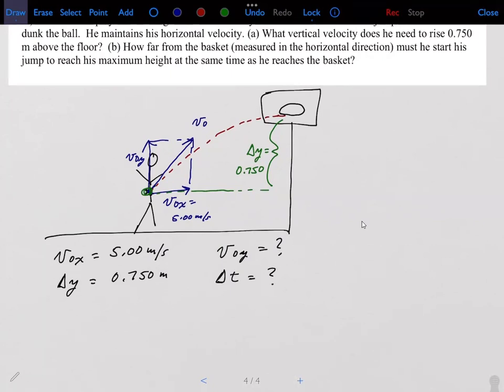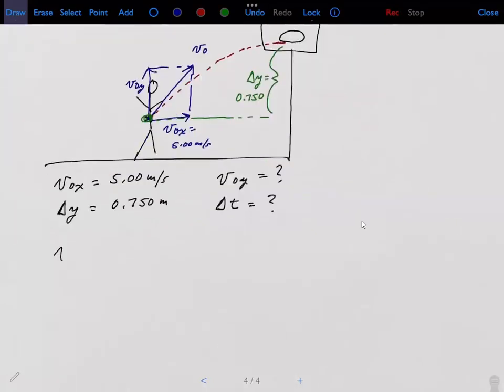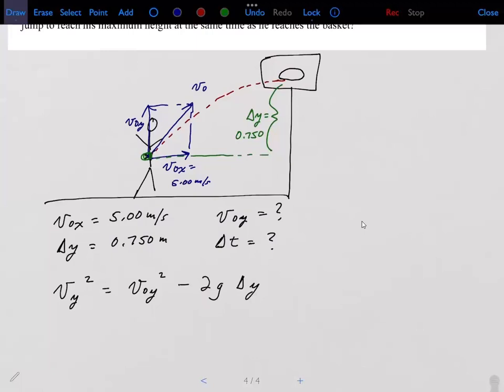All right, so let's answer the first question. What vertical velocity does he need to rise 0.75 meters above the floor? Well, if you look at your constant acceleration equations in the y direction, we can use this one, right? Vy squared equals v initial y squared minus 2g delta y. Why can we use that? Because we're assuming that when he reaches the basket, he's at the highest point, right? He's not going to go any more. So what is his velocity at that point? So what is Vy? That's 0.